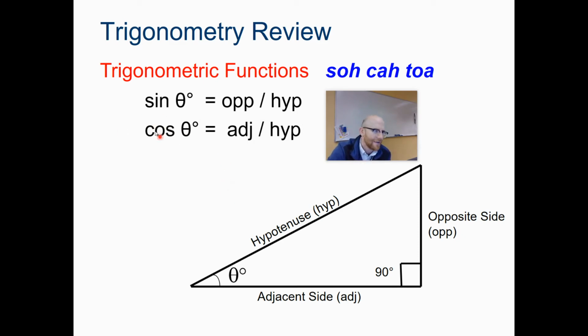And cosine, the cosine of theta is adjacent over hypotenuse. Well, you might say, then I know what tangent is because it's opposite over adjacent. Well, let's take a look. You're right. Tangent of theta is going to be opposite over adjacent. Notice what you have and don't have here.